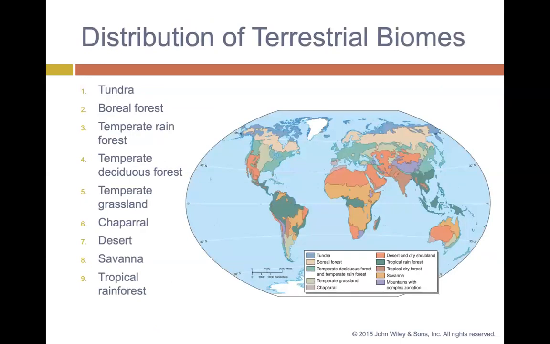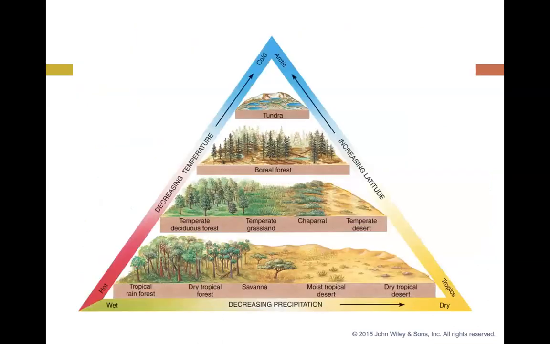So here's the distribution of the 9 terrestrial biomes, and we will go over these 9, and you can see that they can be found throughout the world. As we describe these 9 biomes, we have a wet and a dry side, a cold side and a hot side, and you can see where every biome falls. The tundra is the cold Arctic, the boreal forest is high altitudes, still pretty cool.